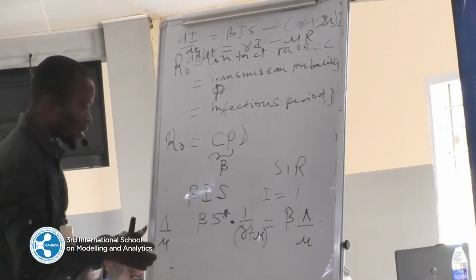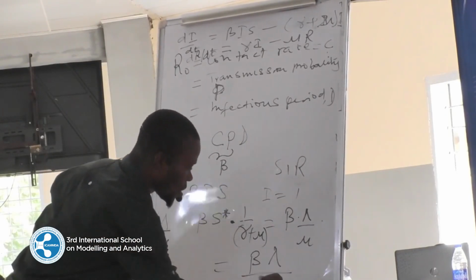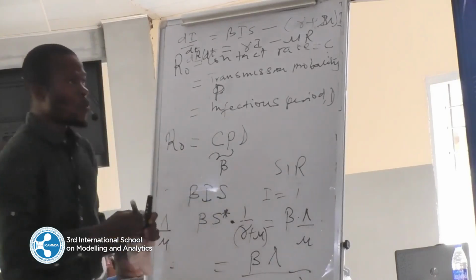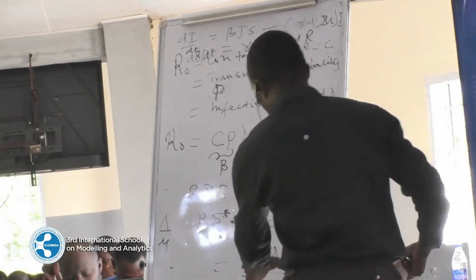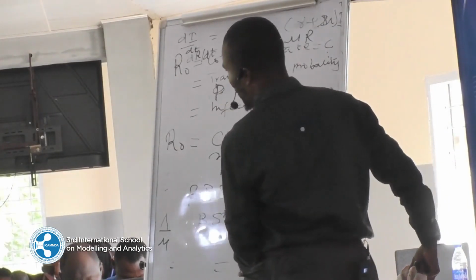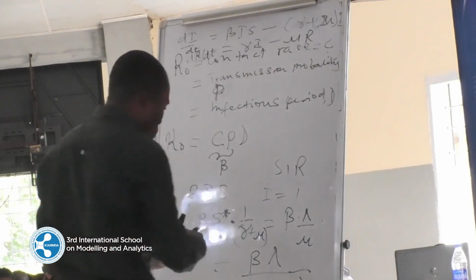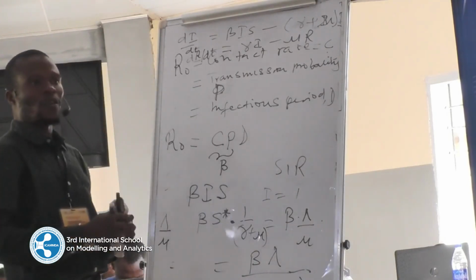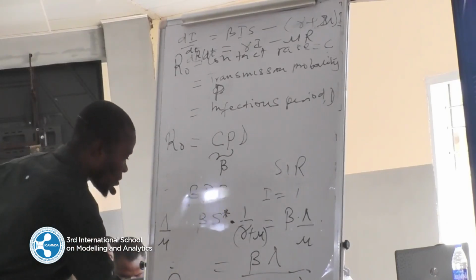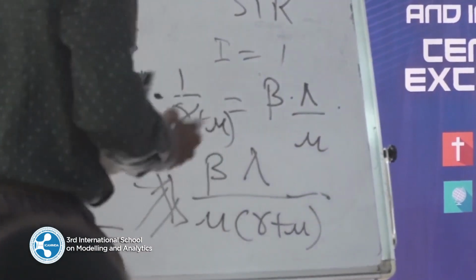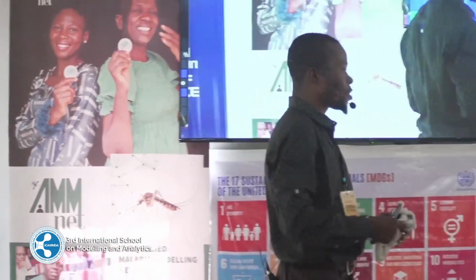So if you simplify this, we are going to have beta lambda over mu times gamma plus mu. If you look at the SEIR model that we presented yesterday, this will be the term that I highlighted yesterday. Or is it different from that? So this threshold that guarantees the positivity of the solution of the endemic equilibrium is regarded as what? As R0. Do we agree? It's regarded as R0 associated with that model.